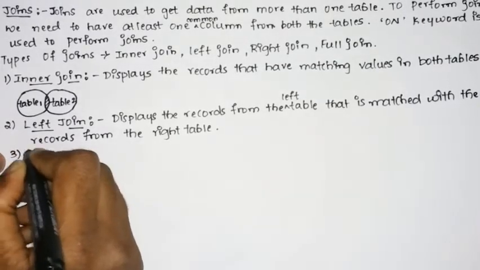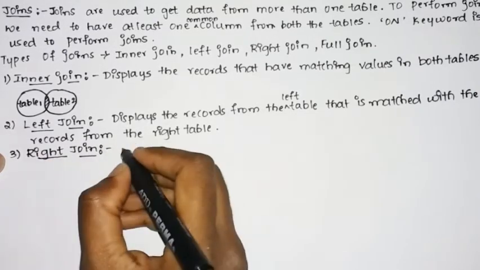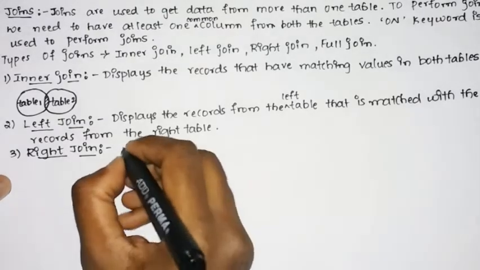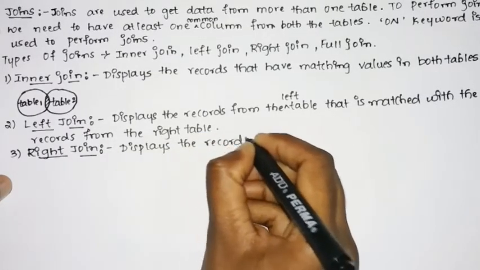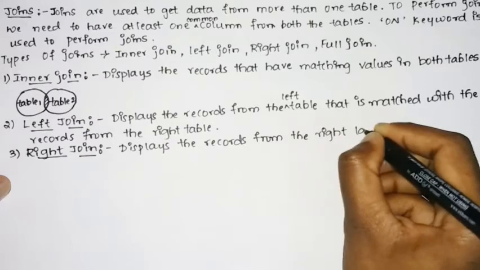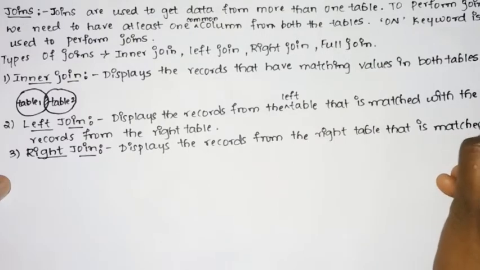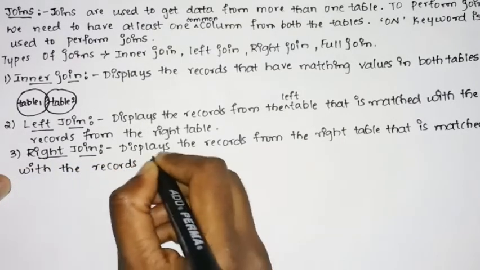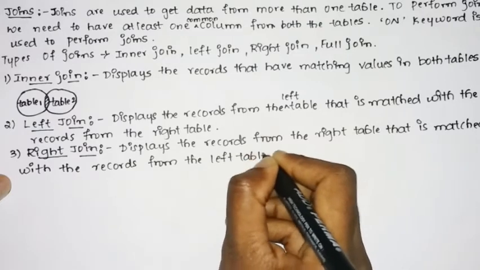Similarly, the third type of join is the right join. In case of right join, similarly, it displays the records from the right table that are matched with the records from the left table. So this is right join.